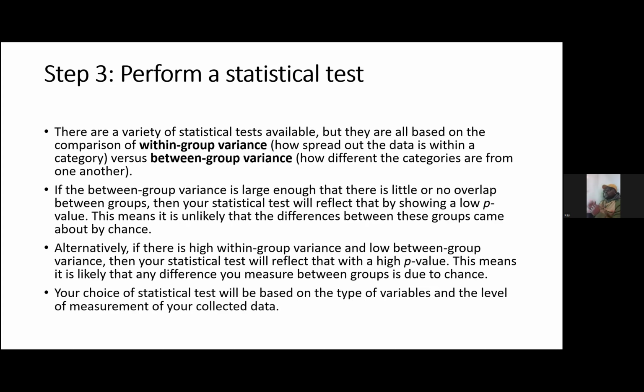So you see the difference is clear here. If there is a large between group difference relative to the within group variance, you have a low p-value. If there is a small between group difference relative to the within group variance, you have a high p-value. When we get to the practical aspect, you will see this means that it is likely that any difference you measure between groups is due to chance.